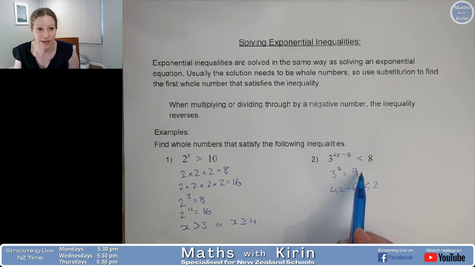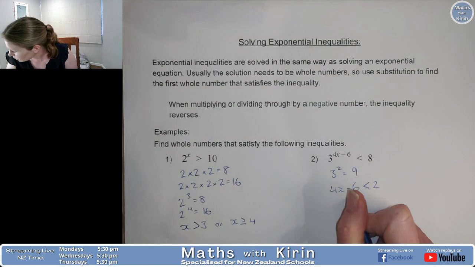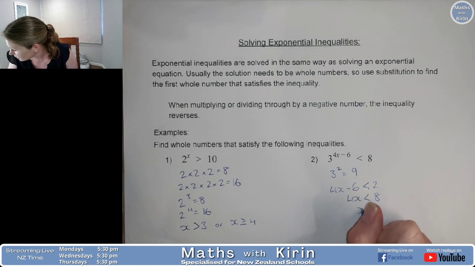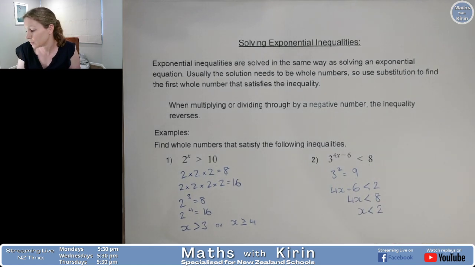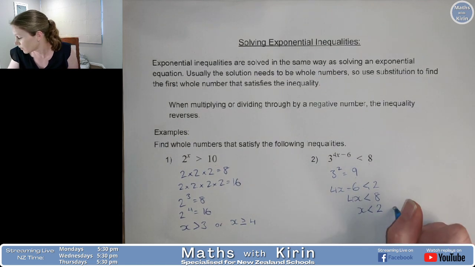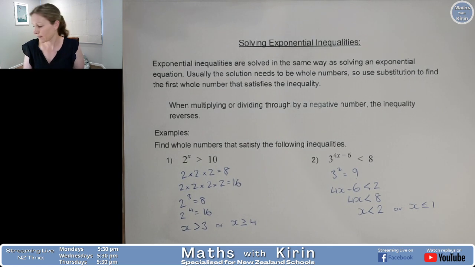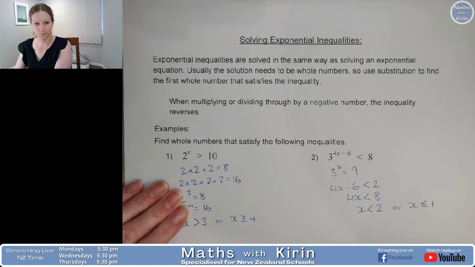9 is obviously higher than 8. This is telling us we need to be less than 8. So if that has to be less than 2, then 4x needs to be less than 8, which means x needs to be less than 8 divided by 4, which is 2. So x has to be less than 2, which means it could be 4x is less than or equal to 1. Okay. Either of those is fine.